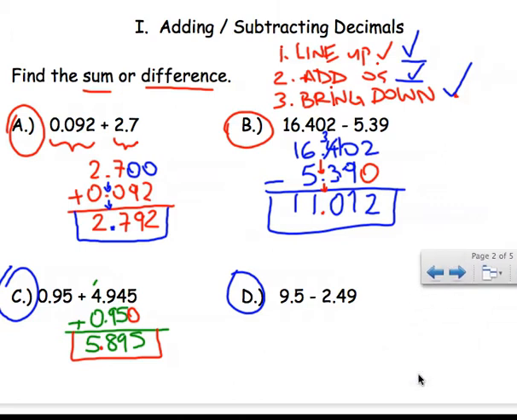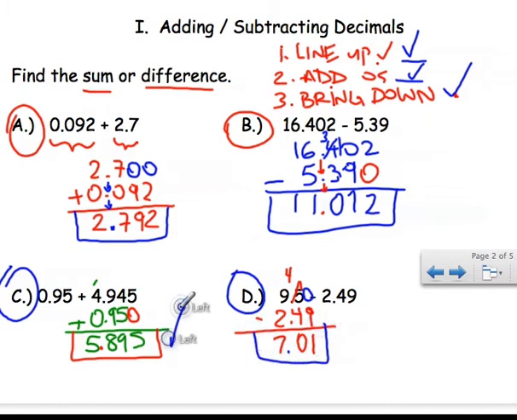Second one, which you tried, was 9.5 minus 2.49. First step is to line up the decimals. Second step is to add a 0 if you need it, which goes right there. And third step is to subtract and bring down the decimal after you're done. 0 minus 9, you need to borrow. 10 minus 9 is 1. 4 minus 4 is 0. 9 minus 2 is 7. Bring down the decimal, you should have had 7 and 1 hundredth. If you got those right, you're ready to move on to the next skill.